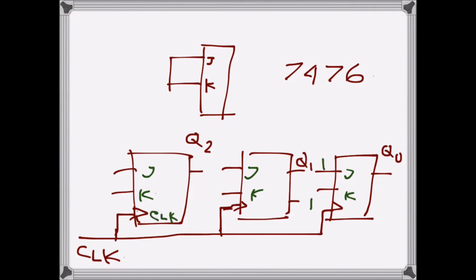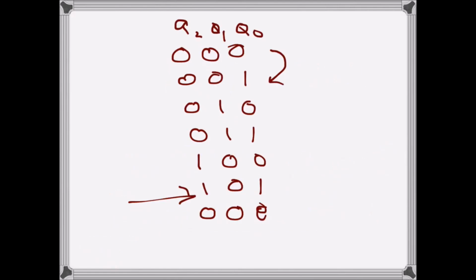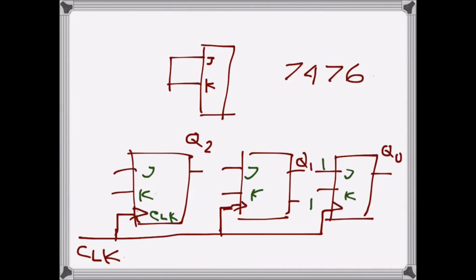Now when we look at the second output, Q1, we can see that in the first clock it's not changing. It's 0 here, 0 here. But from here to here, this is toggling. And here again it's not changing. Here again it's toggling. So what we can say is when Q0 is 1, with the arrival of the next clock, Q1 is changing.